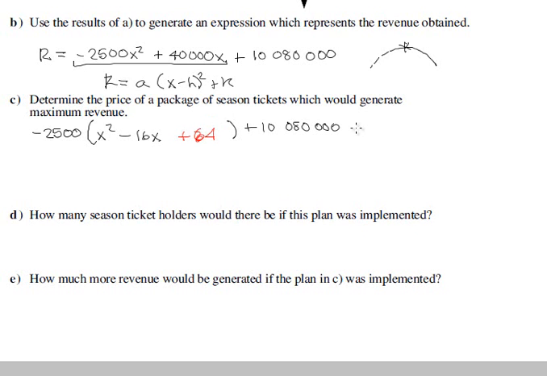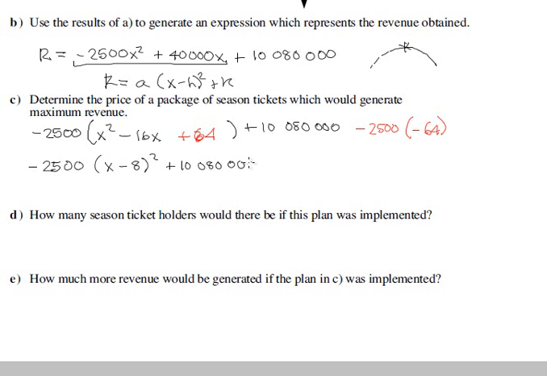And then to make up for that, we have to do a minus 2,500 times minus 64. Okay? Minus 2,500 times plus 64 here, and then minus 2,500 times minus 64 to cancel it out, so there's no net change. So this is minus 2,500. This factors, like it always will if you've completed the square correctly. x minus 8 all squared. And then we get plus 10,080,000.